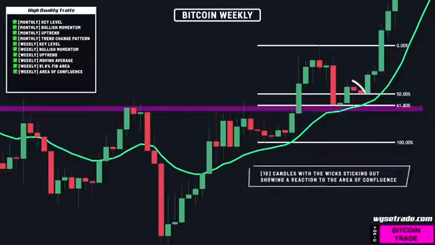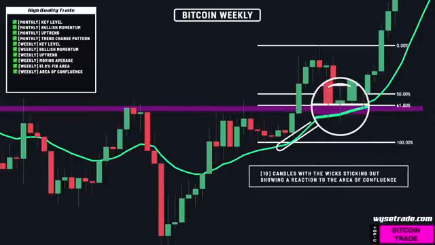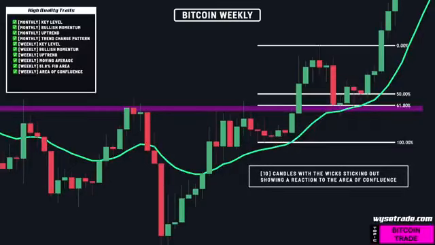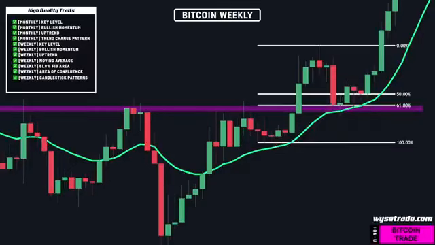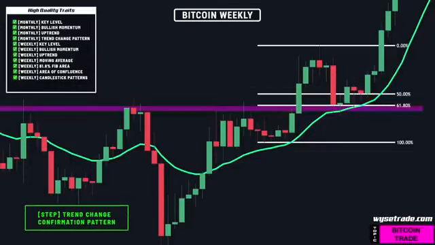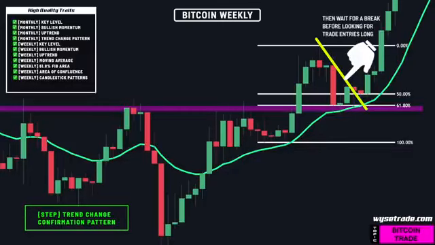When price finally hit the area of confluence, you had candles with the wicks sticking out right at the level, which shows a reaction to the area of confluence. So as we previously discussed, we would usually try to place a trend line onto the immediate trend and wait for a break to confirm the trend change.